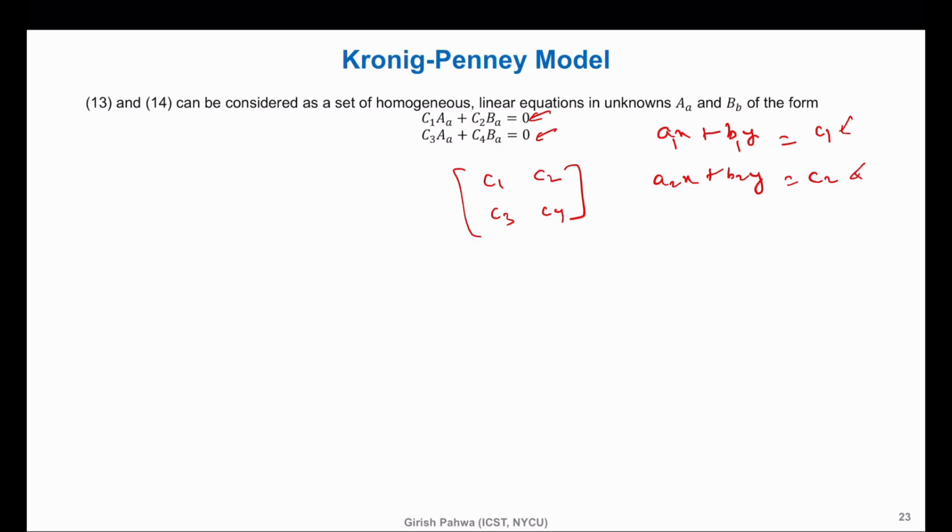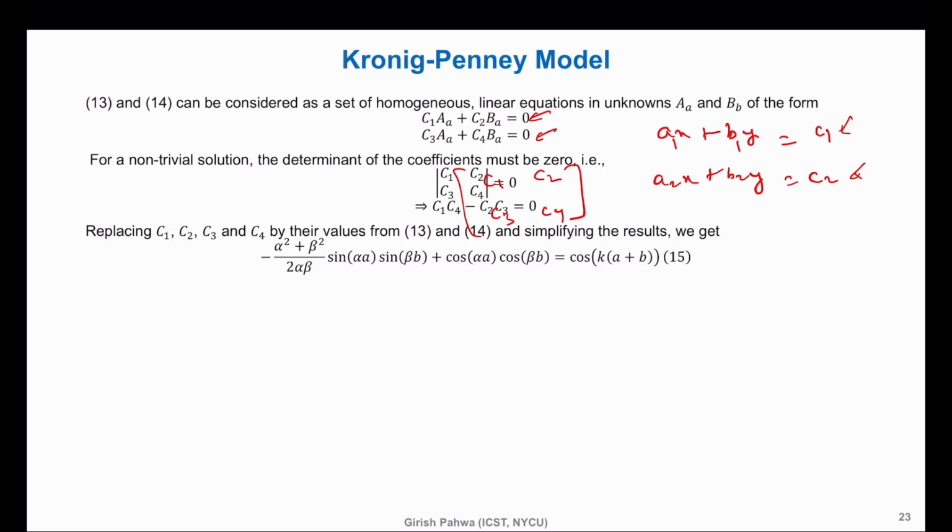What will be the determinant? Determinant will be C1 C4 minus C2 C3. Okay, so this is equal to 0, and now you can substitute the value of C1, C4, C2, C3. You know the value in terms of those sine, cosine, big expressions. Do that, and after some simplification, this is the equation you will get after some mathematical manipulation, equation number 15.